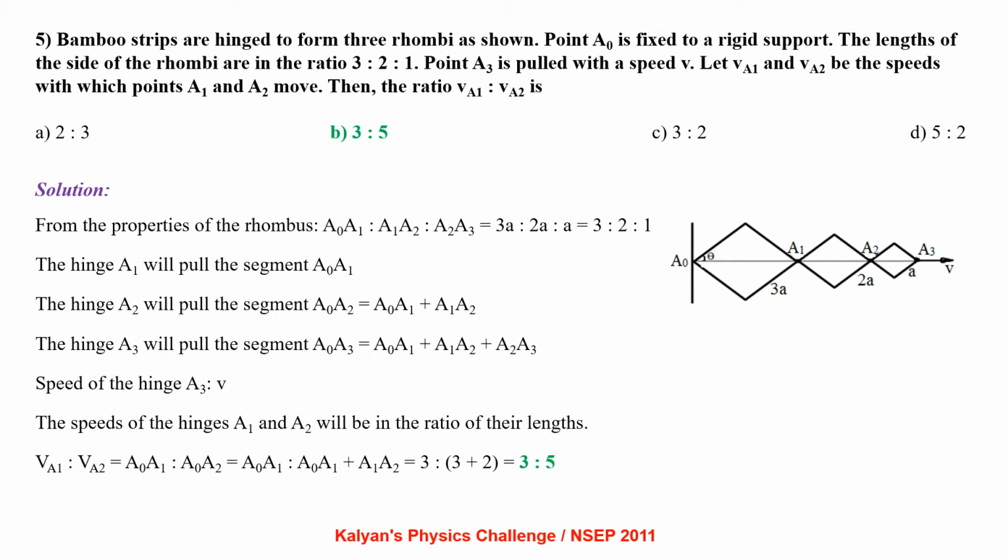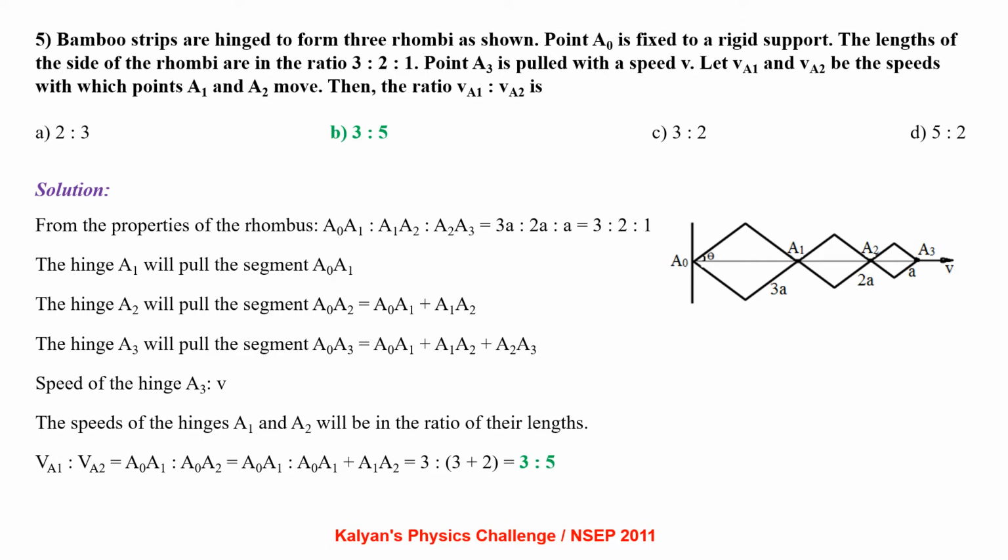Bamboo strips are hinged to form 3 rhombi as shown. Point A0 is fixed to a rigid support. The lengths of the sides of the rhombi are in the ratio 3:2:1. Point A3 is pulled with a velocity V. Let VA1 and VA2 be the speeds with which points A1 and A2 move. Then the ratio VA1 to VA2 is.